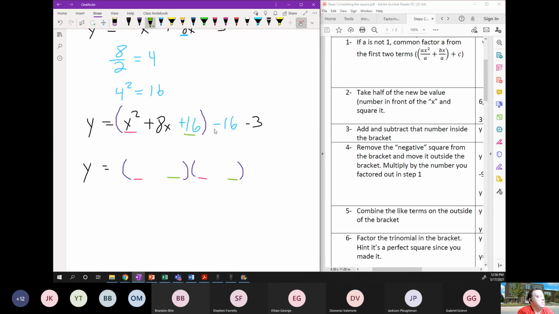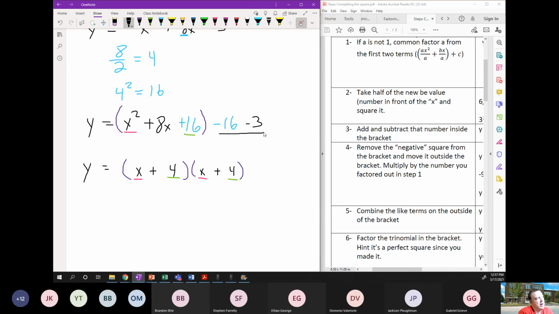So I'm factoring this middle bracket here. What I've done here is I've made a perfect square. Good job, Jeannie. I made myself a perfect square. And now I can plug in here. That's x plus 4 and x plus 4.